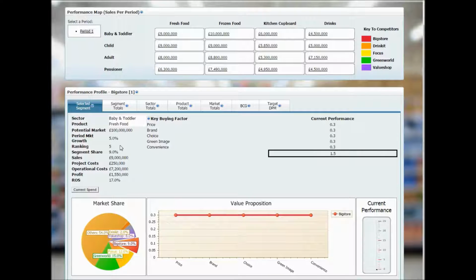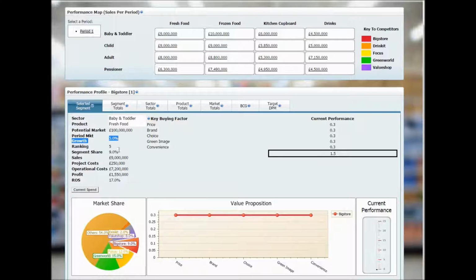Now there are some other KPIs on this list. For example, we can see that the segment here is growing at 5% per period, or about 10% per annum, so it's growing quite nicely. We can also see some cost items down here, and if we add the cost items together and take them away from our sales, we can see our profits in this segment, and if we put our sales over our profits, we can even see our return on sales as well. So some useful KPIs there to help you think about whether this segment is going to be really important to you.